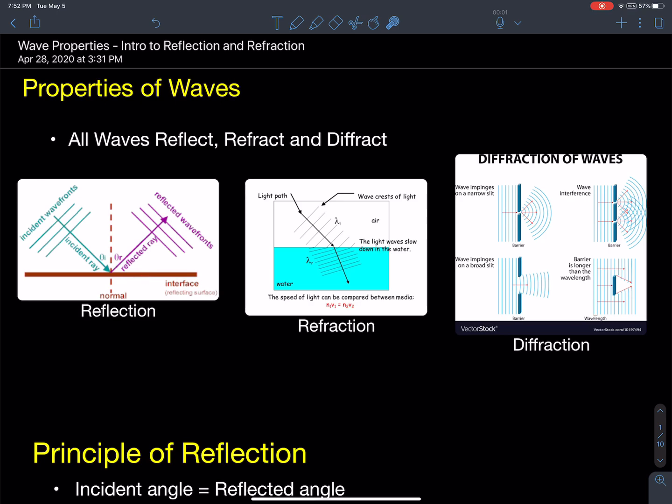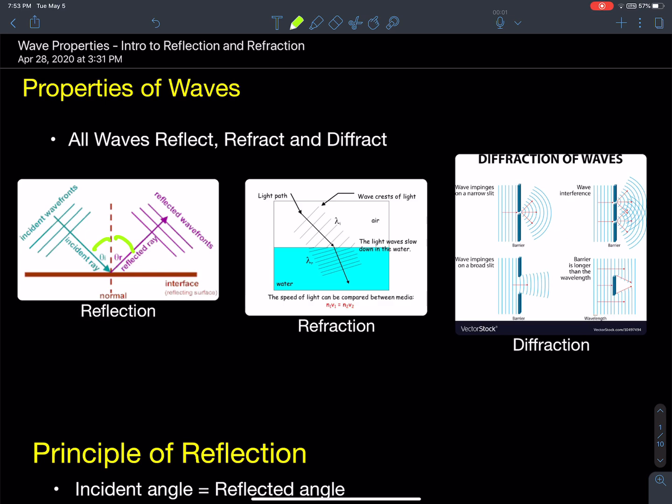So when we're talking about the angle at which the ray comes in, we're talking about this angle, the angle between the normal line and the ray. Okay, so that's my angle of incidence, my incident angle. And this would be my reflected angle. Both of those would be the same. That's the law of reflection.